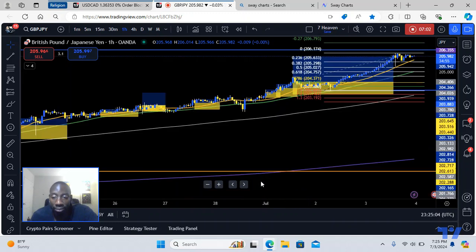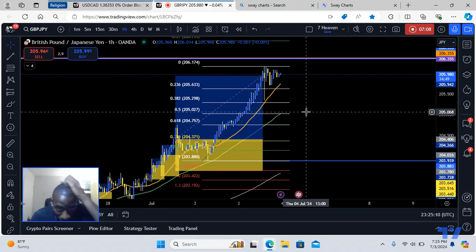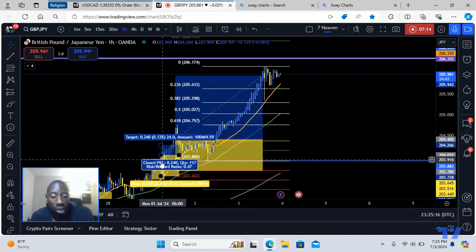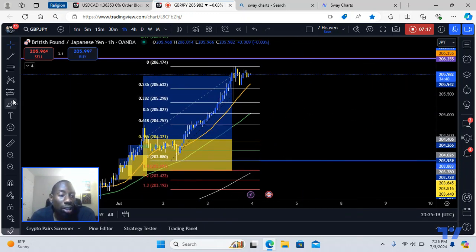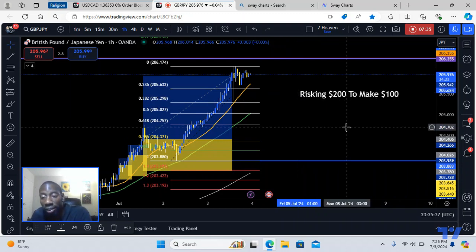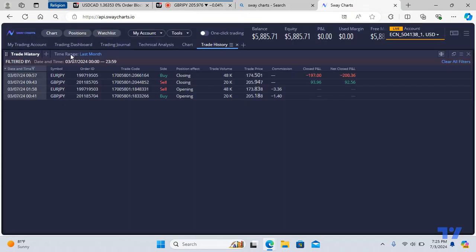I'll be taking this play on this pair since we got this big win right here. What I'll be looking for is the 2 mini wins, right? So I'll be risking on this next play $200 to make $100, right? On this play. And that's how I do things. I don't care what anybody else says. So we keep on moving like that.